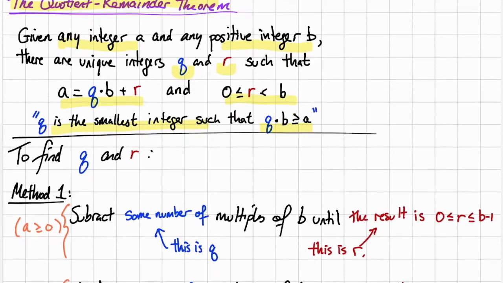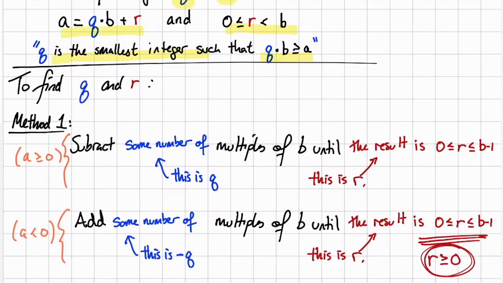If we want to find q and r, then we can apply the method from the previous page. When a is positive, we subtract some number of multiples of b until the result lies between 0 and b minus 1. That number of multiples that we subtracted is q, and the leftover piece is our remainder r.